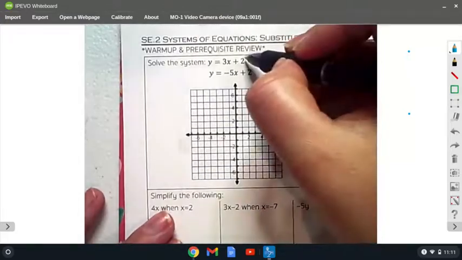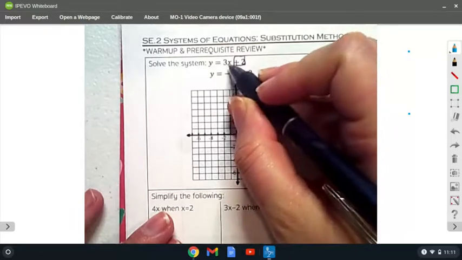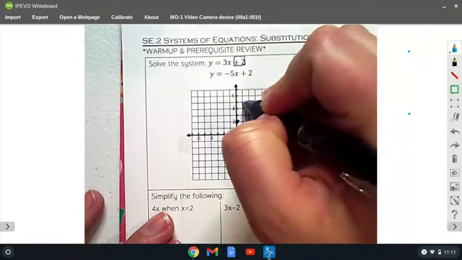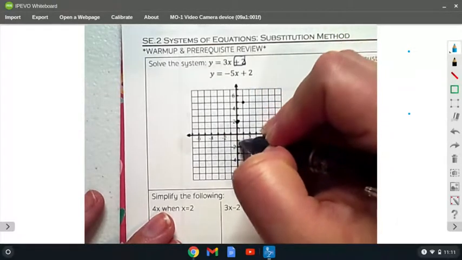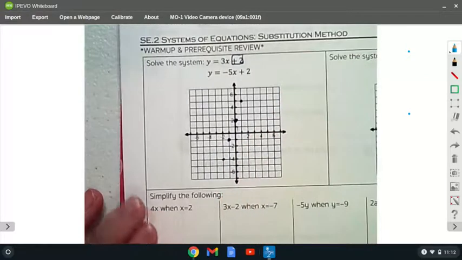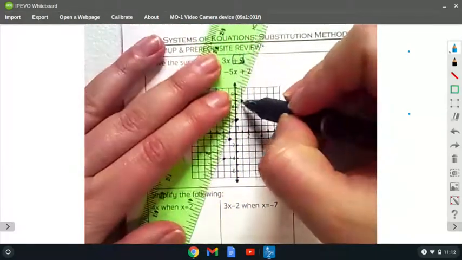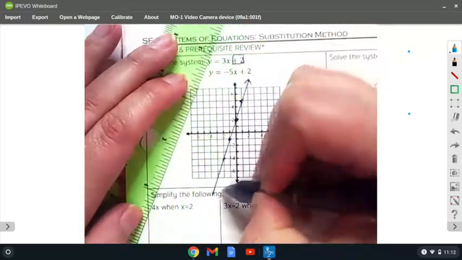So the first thing I would do is look at the y-intercept, put a dot on 2. Then my slope is 3. So I would go up 1, 2, 3 to the right 1. If I wanted to go backwards, I would go down 3, left 1. Okay, now I'm going to grab my ruler, straight edge, and I'm going to connect my points to make my line.